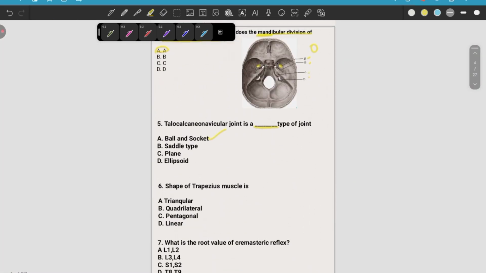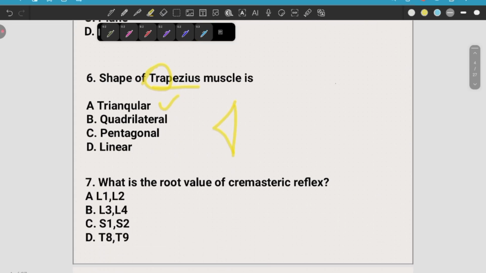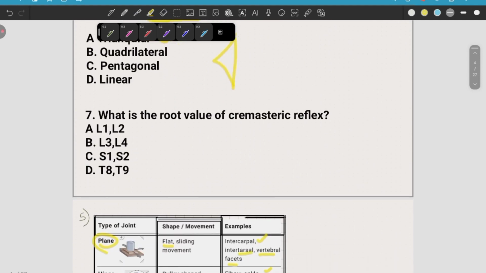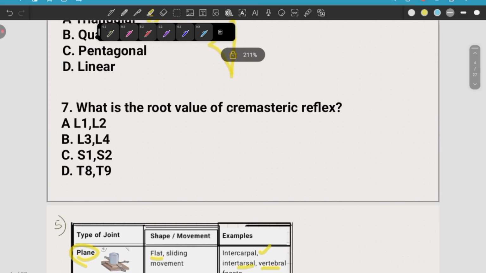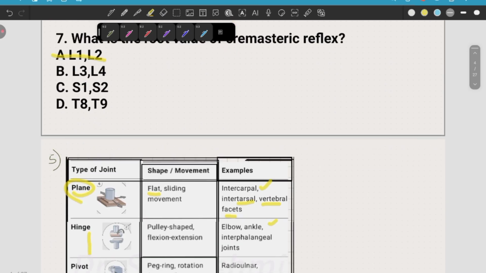Next, fifth question over. Sixth one, shape of the trapezius muscle. Trapezius, T for triangular. It is a triangular shaped muscle. So, next one. What are the roots of cremasteric reflex? They are asking. It is L1 and L2.